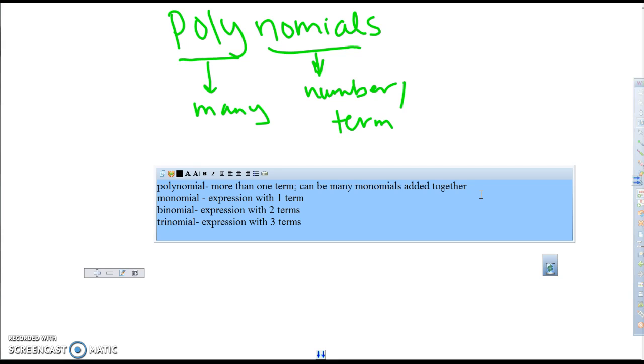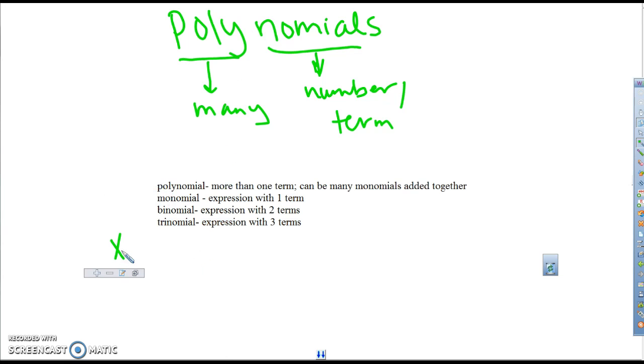After trinomial, we kind of stop. We don't keep going on. We just classify anything that would have four terms or more as a general polynomial, okay? So let's take a look at some examples.